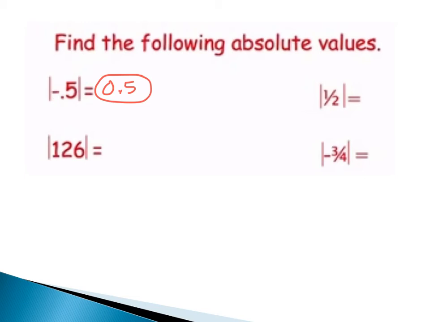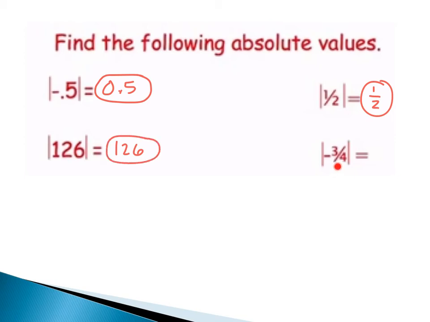Okay? This one, absolute value of positive 1/2. Okay, how far is 1/2 away from 0? Well, it's 1/2 units away from 0. So it's the same thing. Just because it's positive doesn't mean it changes to a negative. Put clean clothes into a wash machine, they're still going to come out clean. Same thing here. Absolute value of 126. How far away is 126 from 0? It's 126 units away. Again, doesn't matter if it's positive, clean clothes will come out clean.